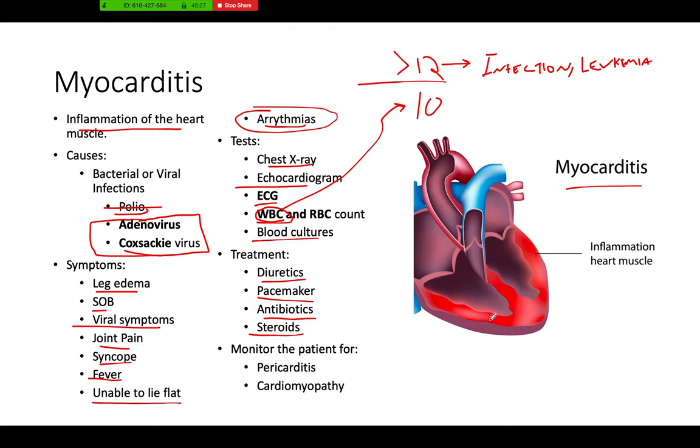We're going to monitor this patient to see if this inflammation goes from the myocardium to the next layer, that protective layer, the pericardium, and we would call that a pericarditis, so monitor the patient for that, and monitor the patient for cardiomyopathy, a swelling of the heart. This is why we get our chest x-ray. This is why we get our echo. This is why we get our electrocardiogram, is to look for swelling of the heart due to this inflammation.